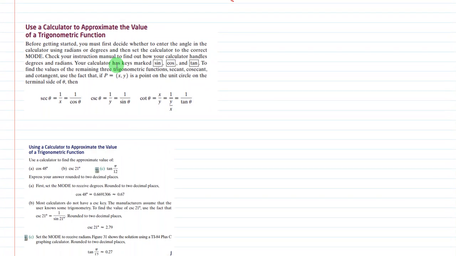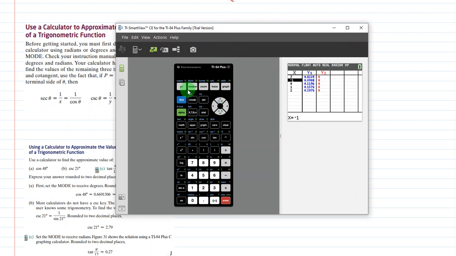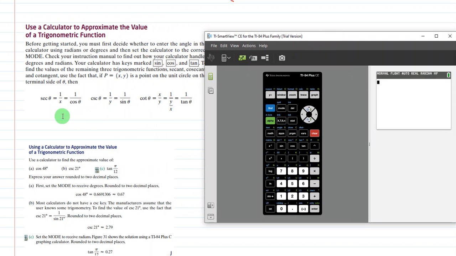I've got some stuff about using your calculator. You do have buttons on there for sine, cosine, and tangent. Let me grab my calculator up here. And let's quit out of that and clear all that business. So we have sine, cosine, and tan right there on your calculator. And then you have to remember that if you're asked to find secant, that's 1 over cosine.